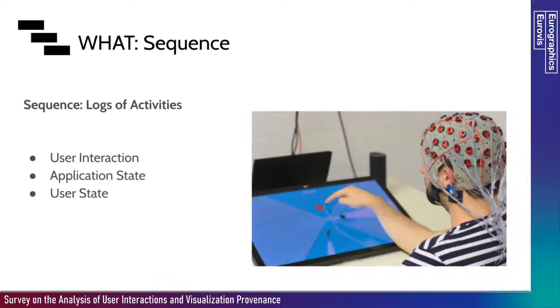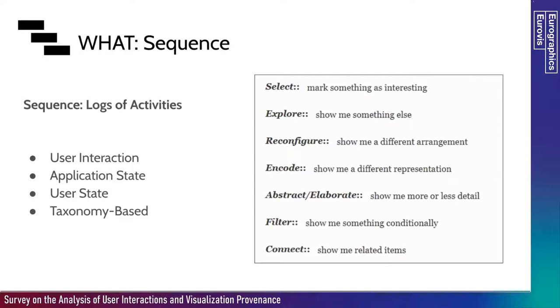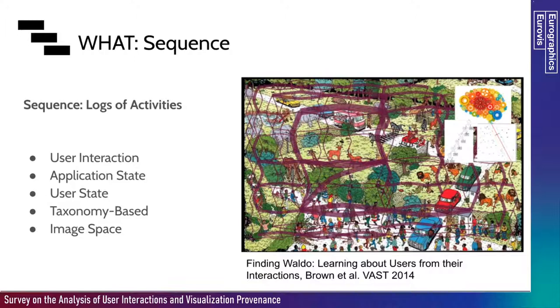Instead of logging individual user interactions, such as button click, higher level semantics can be recorded to provide semantically richer provenance, for example, using the interaction taxonomy by Jing Songyi and others. Similar to logging application state, in visualization, a user's browsing behavior in a large 2D canvas can be recorded based on what parts of the canvas they are viewing. This type of logging is often applied to map visualization.